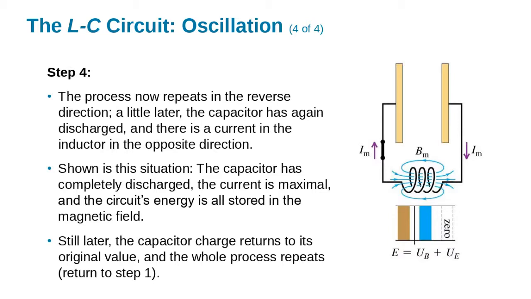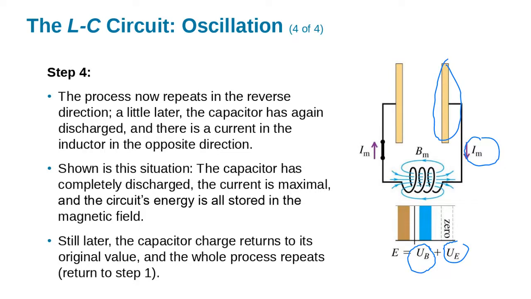And now the reverse is going to happen. The charge that was built up on this plate is going to flow back through the inductor. We're going to build up a magnetic field in the inductor. Once that capacitor is completely discharged, the current will reach its maximum value again. In this case, all the energy is stored in the magnetic field of the inductor. So we now go back to having all the energy stored in the inductor and nothing stored in the capacitor.